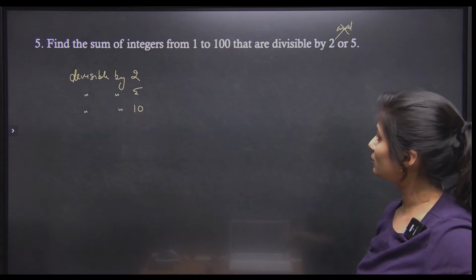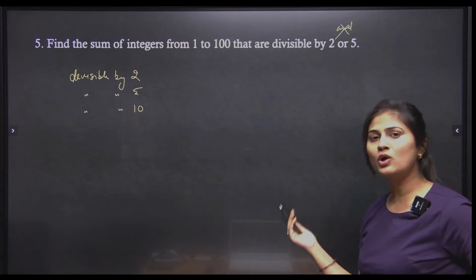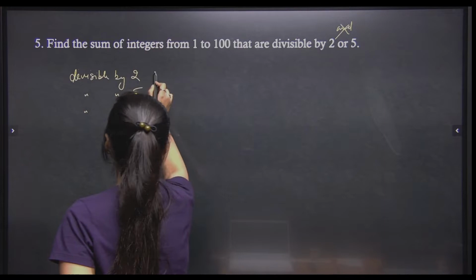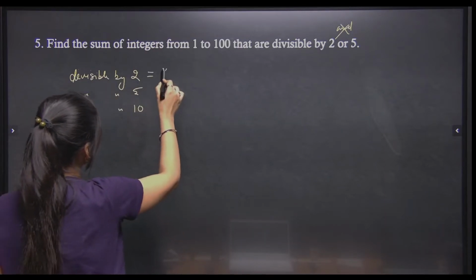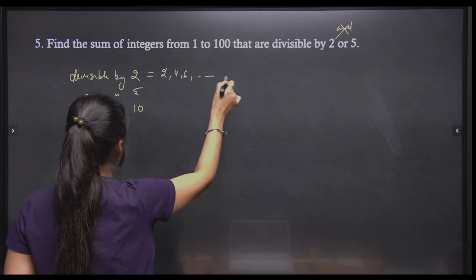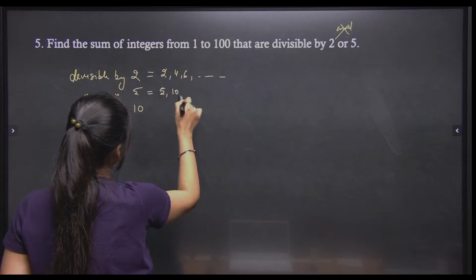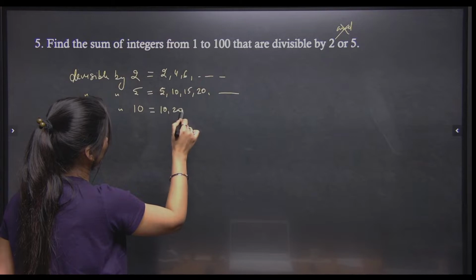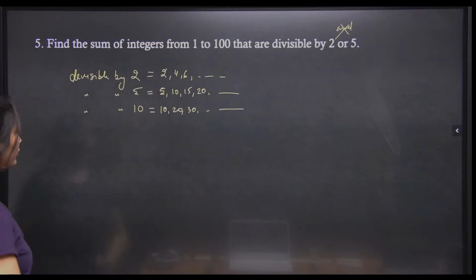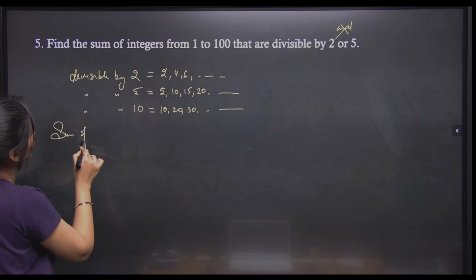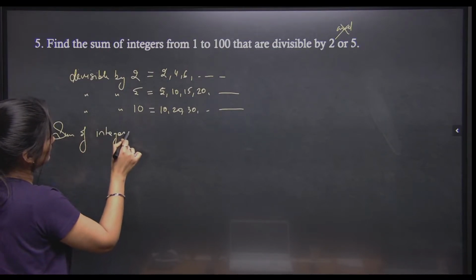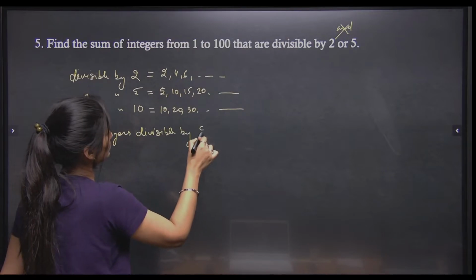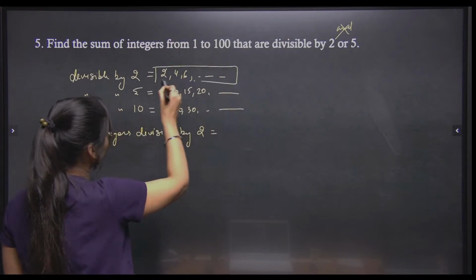So you have to take the numbers which are divisible by 2, by 5, and then you have to subtract the numbers which are divisible by 10. Okay, so what are the numbers which are divisible by 2? So we have to write the table for 2, for 5 we have to write, and for 10 we have to write. Okay, now what you have to do? Sum of integers divisible by 2. So for this AP you have to find the sum.